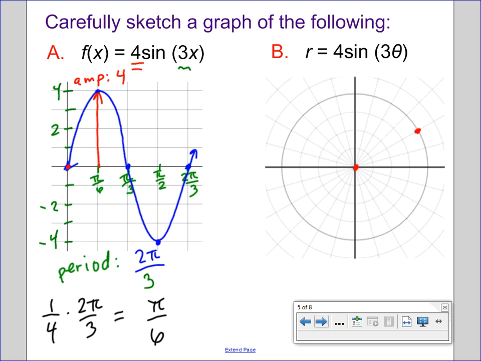3 times pi over 12 is pi over 4. The sine of pi over 4 is root 2 over 2, which is about 0.7. So 0.7 times 4 is about 2.8. Can we do that? 1, 2, so about here. Another convenient value would be 1 pi over 12, 2 pi over 12, 3 pi over 12, which is the same as pi over 4. And for x, 3 pi over 4, the sine of 3 pi over 4 is root 2 over 2, which is about 0.7, times 4 is 2.8. Here we go.